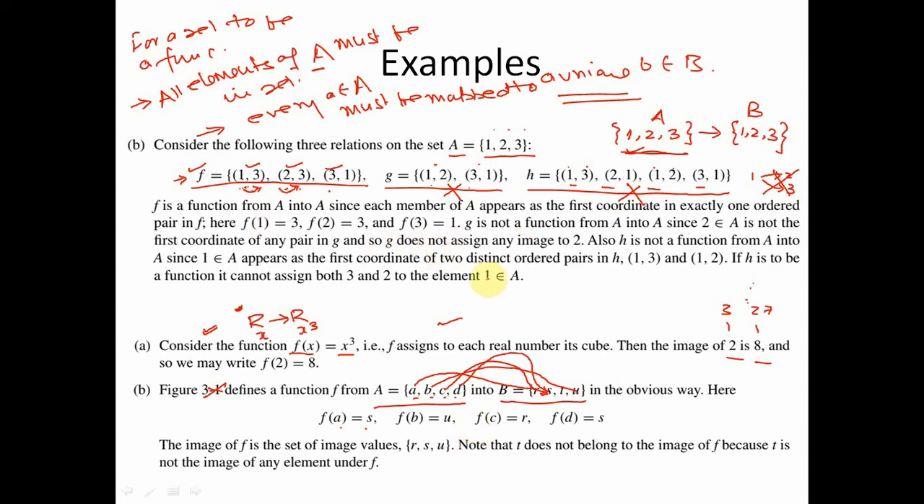But again, you might see over here the element T. It is not being mapped to any of the elements, but that does not make any difference, right? So we say that this is a function.